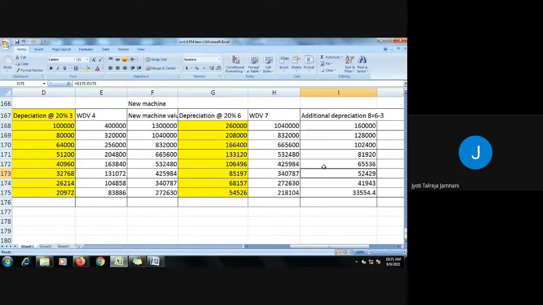Any doubts in this working note, please let me know. This is a very, very important working note because we are taking only the additional or incremental gains. So we need only the additional depreciation. Anybody has any doubts? First find depreciation as it is for the old machine, then find it for the new machine, and minus the depreciation of the new with the old. If there are any doubts, please ask.